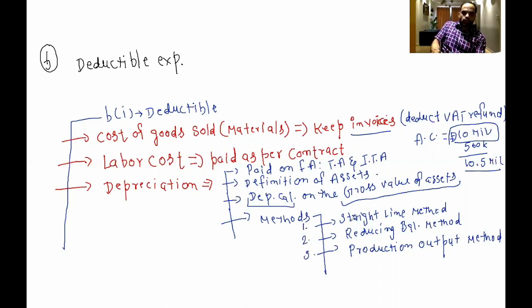So the first one is the straight line method. Let's say the cost of the asset is 10,000, and the life is 10 years. So every year, $1,000 will be depreciation. That's called straight line. Every year, the same depreciation. Straight, the same every year. So we divide equally over the life of the asset. Right? This is the first.